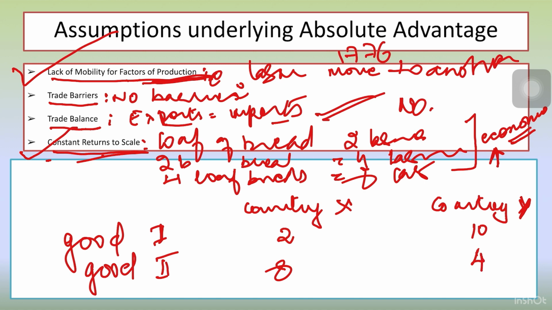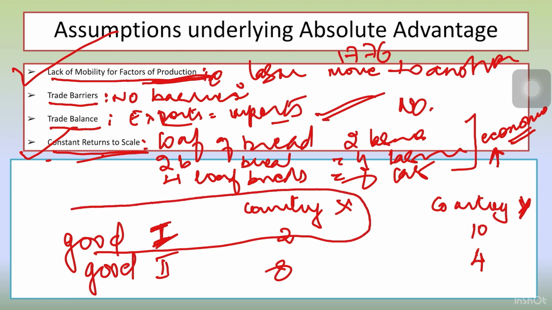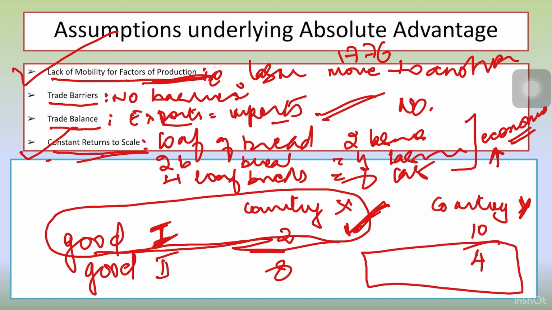Now, if we simply look at the data, which country can produce more of good 1 with the factor of production? Country X has an absolute advantage in producing good 1, with only 2 laborers, so it is going to produce this good only. And country Y has an absolute advantage in good 2. That means it can produce good 2 with only 4 laborers, so country Y is going to produce good 2 only.